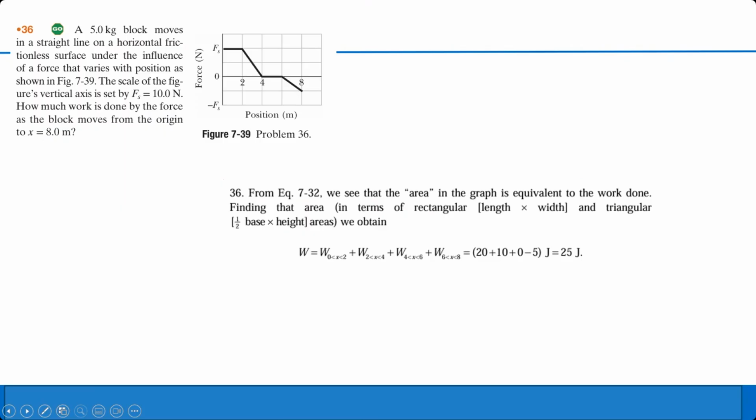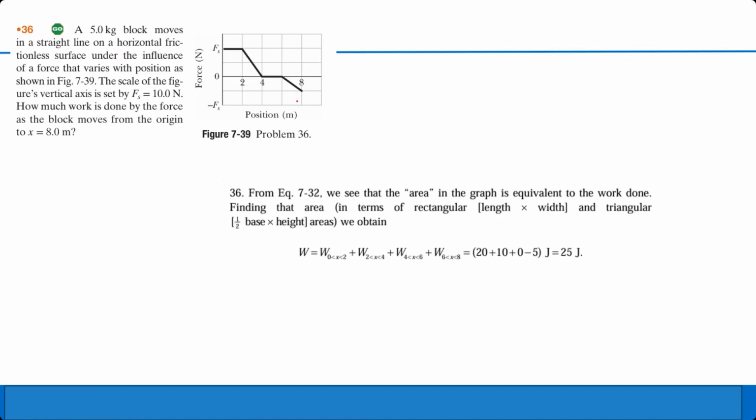In this question, I have a 5 kilogram block. It moves in a straight line on a horizontal, frictionless surface under the influence of a force that varies with position as shown. So we're given a block, and we're given the variation of the force with respect to position. At different locations, the block is feeling a different force.